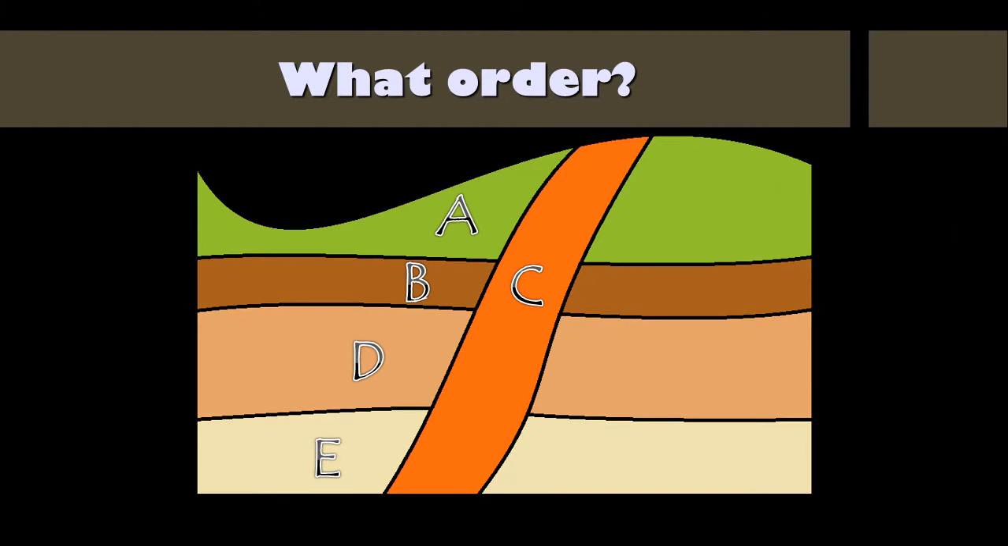In this illustration, A, B, D, and E represent different rock strata. C represents an intrusion of magma up through cracks in the rock layers. You may wish to pause the video while you try to decipher the relative age of these features.